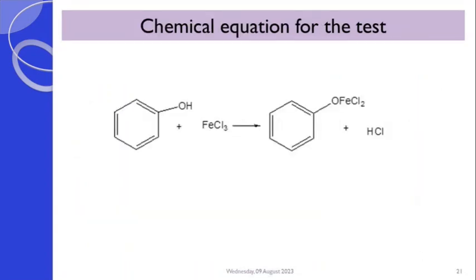This is the chemical equation for the test. We have our functional group here. Let us compare it with the product here. What are you seeing in terms of change? You realize that the hydrogen has been replaced by the iron 3 chloride.